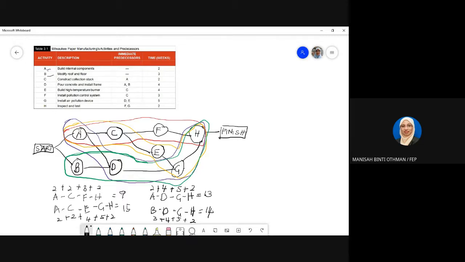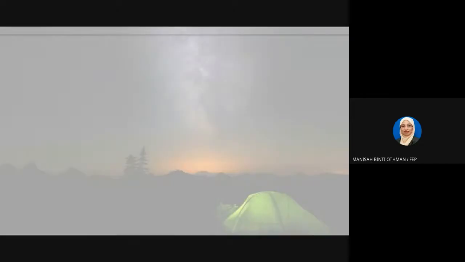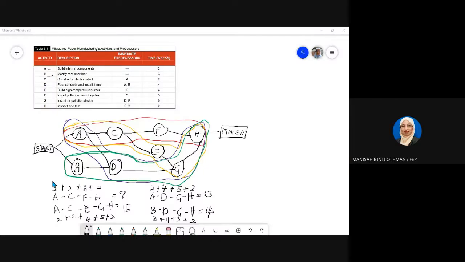So it's a combination of a few activities. Now you have to select the longest path. We use the longest path to identify the duration for the project. So which one is the longest path? ACEGH, 15 weeks. So this is the longest path here.